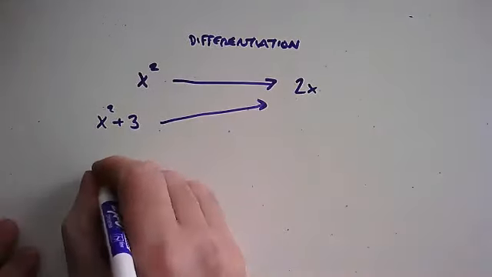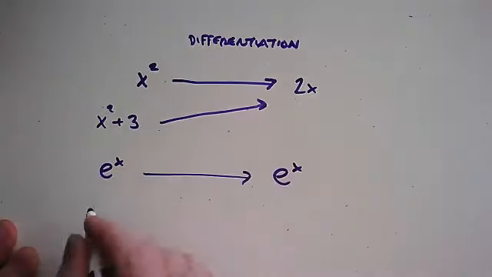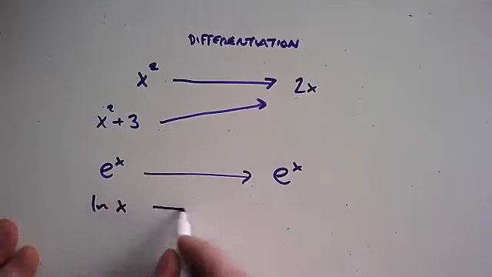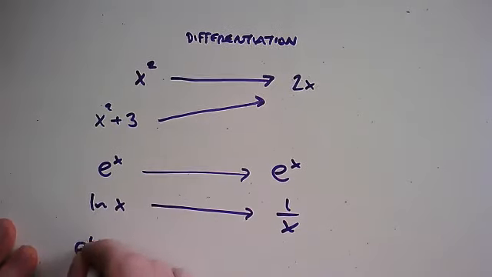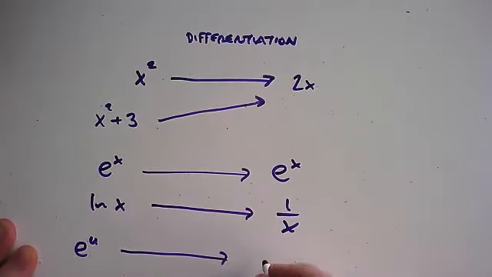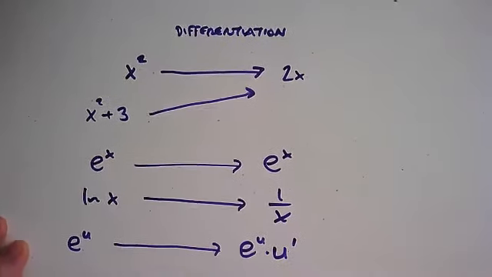Later on before the break, we looked at the derivative of e to the x, that's e to the x, and the derivative of ln x is 1 over x. And maybe one more here, like e to the u. Its derivative is e to the u times u prime. So this is all old stuff.